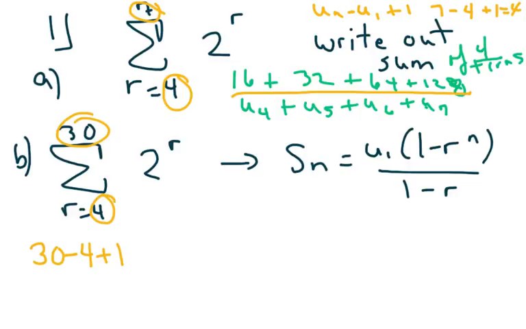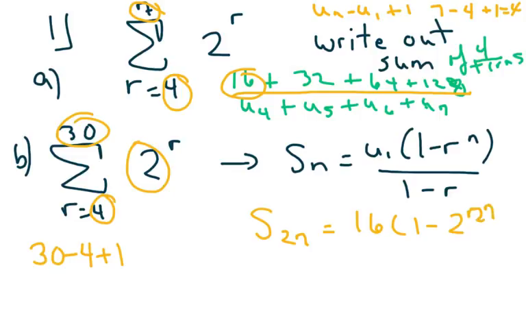So basically, let me find it. We want the sum of the 27 terms equals u of 1, plug in 1, we already know it's 16, times 1 minus r to the n, our r is 2, and our n is 27, all over 1 minus r, and r is 2. So this equals negative 1.